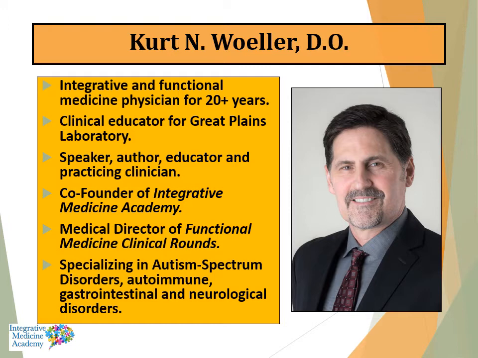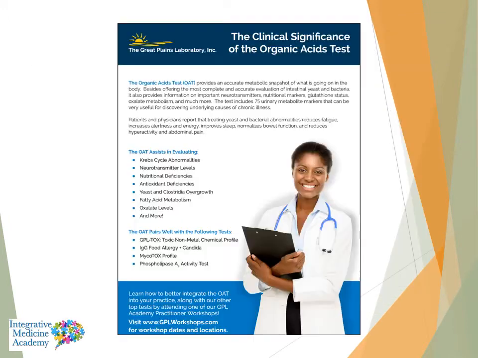And in my own private practice, I've worked for years with individuals on the autism spectrum, patients with autoimmune disorders, neurological and gastrointestinal problems. So I wanted to profile why I feel the organic acids test from Great Plains Laboratory is the preferred test. You can also use other organic acid tests, but in my view, in my clinical experience, you're not going to get more comprehensive than what Great Plains offers. And there are some unique markers that the Great Plains OAT test provides.